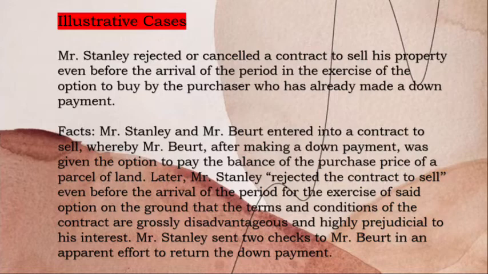Mr. Stanley rejected or canceled a contract to sell his property even before the arrival of the period in the exercise of the option to buy by the purchaser who has already made a down payment. Mr. Stanley and Mr. Burt entered into a contract to sell whereby Mr. Burt, after making a down payment, was given the option to pay the balance of the purchase price of a parcel of land. Later, Mr. Stanley rejected the contract to sell even before the arrival of the period for the exercise of said option on the ground that the terms and conditions of the contract are grossly disadvantageous and highly prejudicial to his interests. Mr. Stanley sent 2 checks to Mr. Burt in an apparent effort to return the down payment.